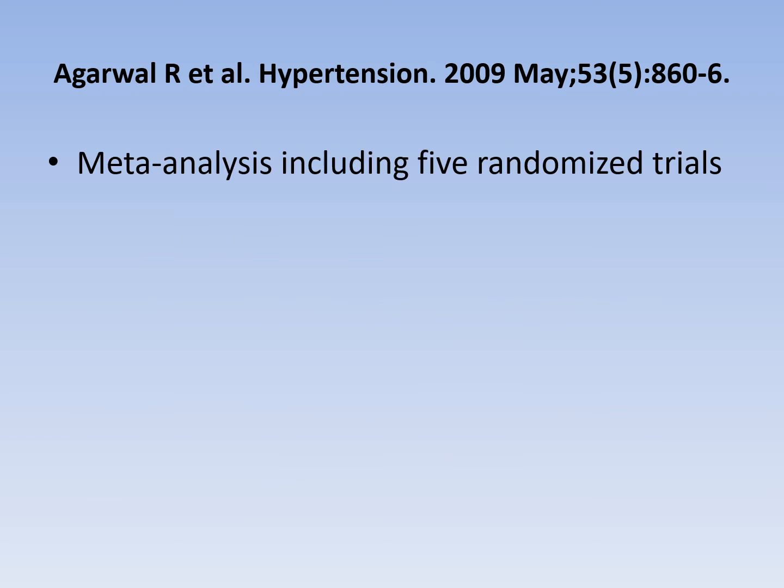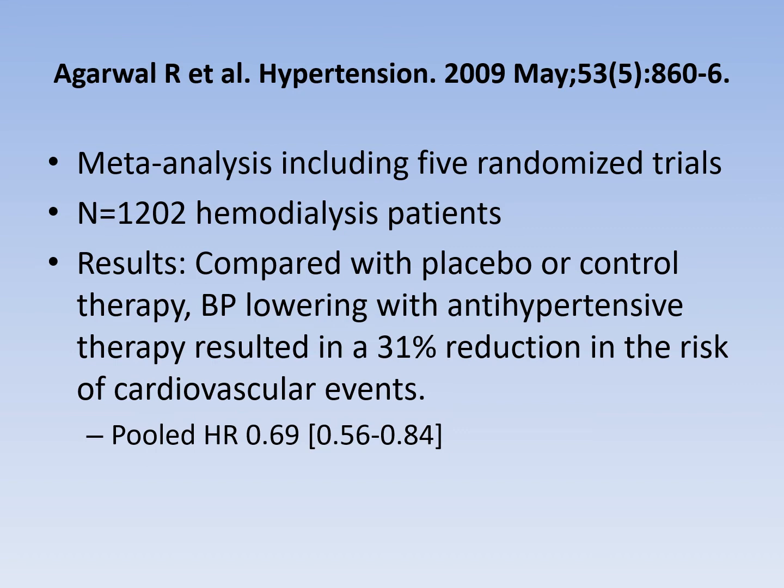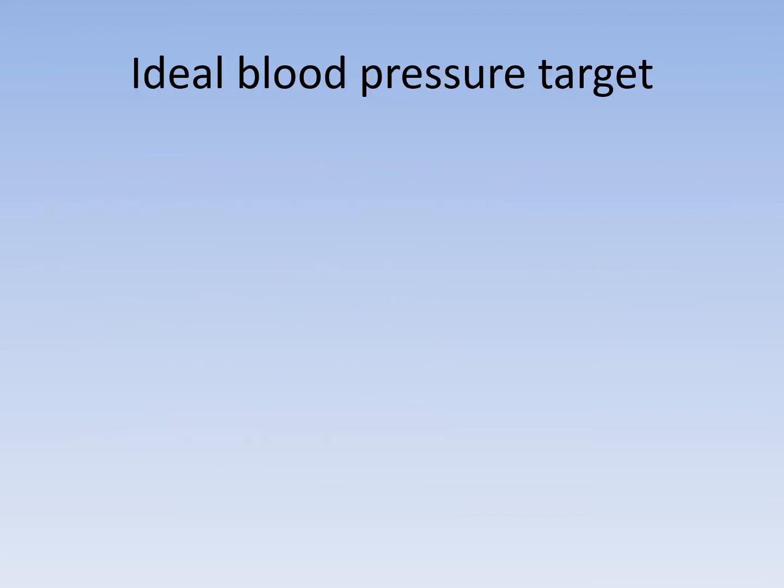Another one of these studies, by Agarwal in 2009, was a meta-analysis including 5 randomized trials of 1,200 hemodialysis patients. Compared with placebo or control therapy, blood pressure lowering with antihypertensive therapy resulted in a 31% reduction in the risk of cardiovascular events. This is about the same magnitude as the study that we just saw by Hirspink, also published in 2009. So we know that hypertension increases cardiovascular mortality and that treatment of hypertension in the dialysis population reduces cardiovascular complications. So what's the ideal blood pressure target in dialysis patients?